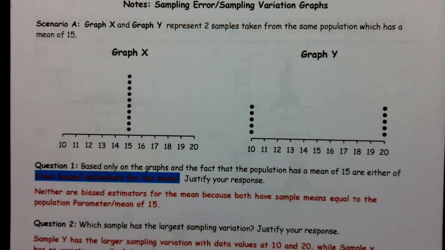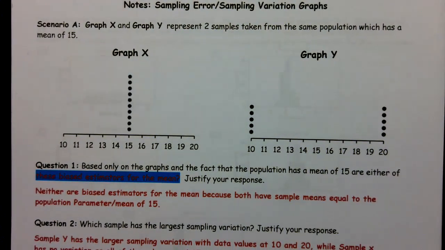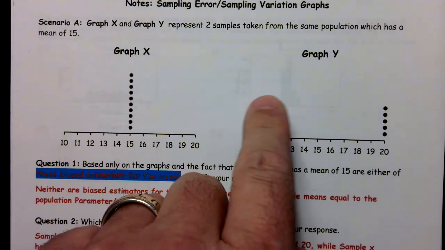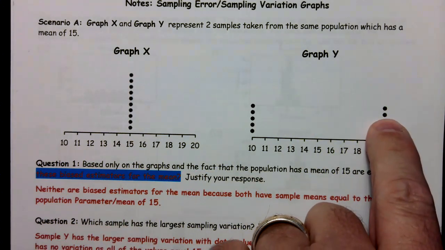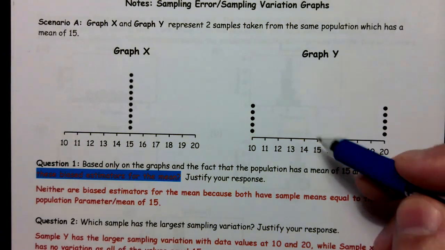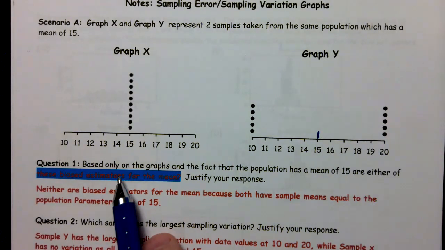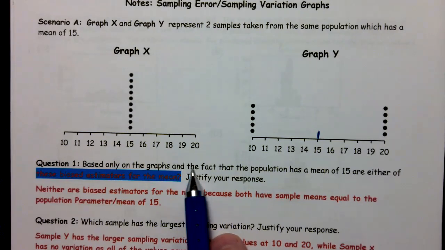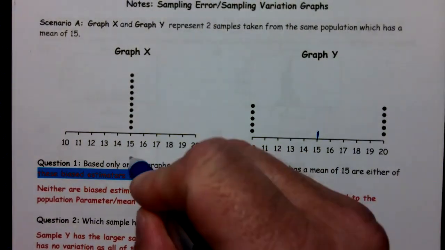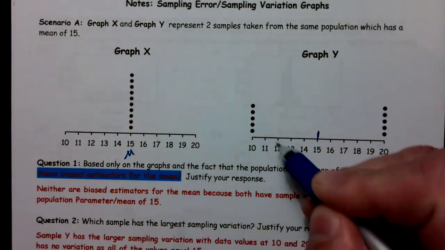Graph X and graph Y represent two samples from the same population. All right. And this population has a mean of 15. Well, in graph X, all of them equal 15. And in graph Y, half equal 20 and half equal 10. Well, that means the average is 15. So based only on the graphs and the fact that the population has a mean of 15, so this is our mean right here, and I'm putting mu for mean.